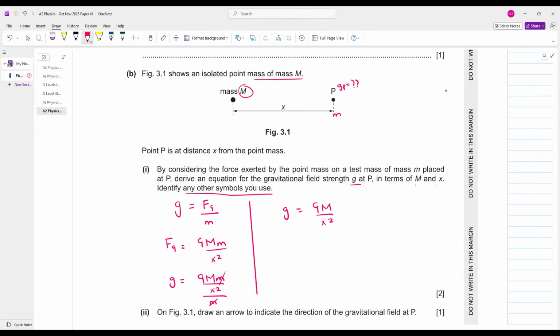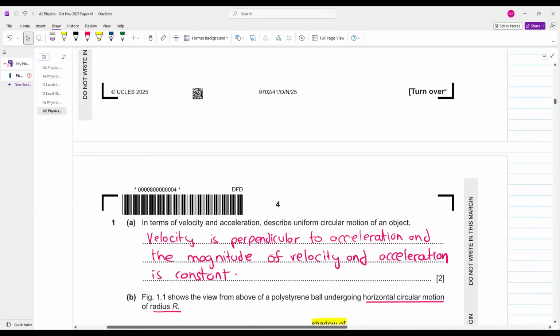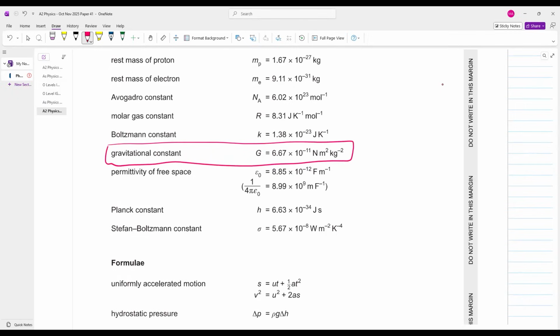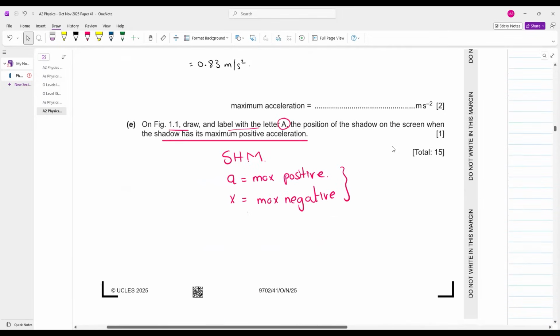Identify any other symbols that you use. We have used M, which was given. x was also given. What is capital G? Capital G is your gravitational constant. And what is the value of gravitational constant? 6.67 times 10 raised to the power of minus 11. You can also look this up in the data table, which is given at the beginning. Gravitational constant G is equal to 6.67 times 10 raised to the power of minus 11. Simple. Let's further move ahead.